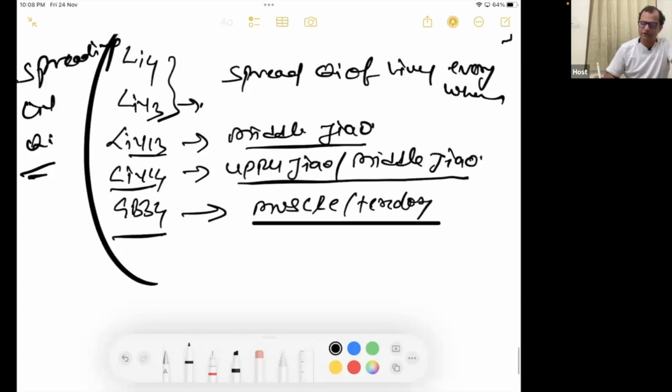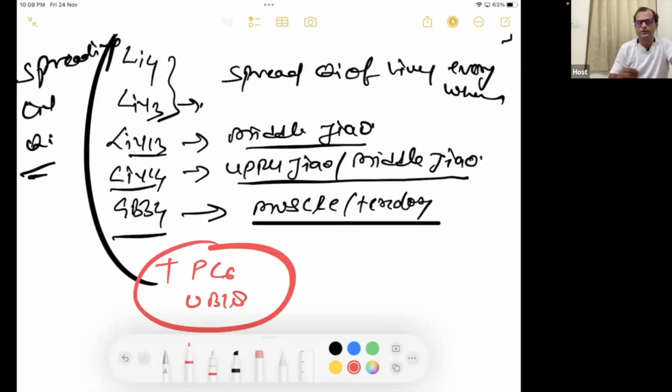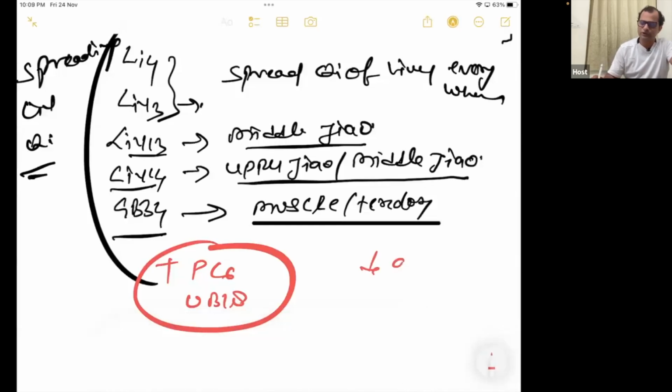In the next class, I will discuss two more points: one is pericardium 6 and one is urinary bladder 18. Then this protocol will be complete. We will discuss these two points in the next class. We have to sedate all the points.